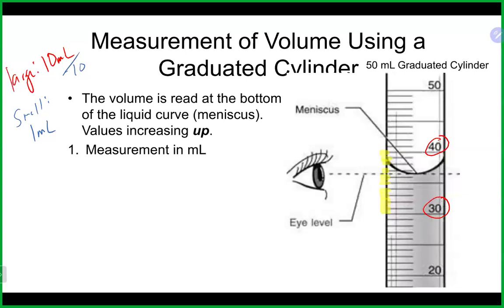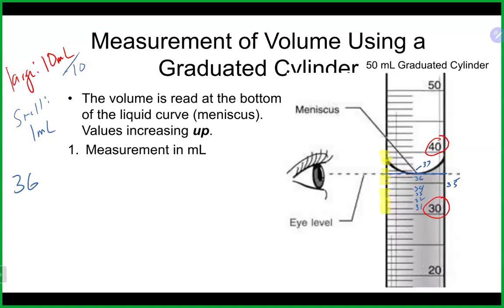Now, when we read the bottom of the meniscus, we want to go about there. So each of these here would be, I'll go inside here, 31, 32, 33, 34, 35. That would be 36, and right about there would be 37 past the bottom of our meniscus. So clearly our certain number should be 36, right?